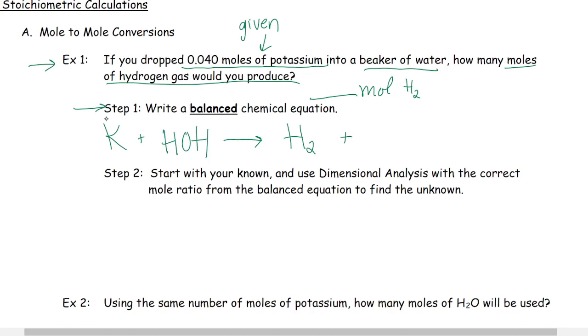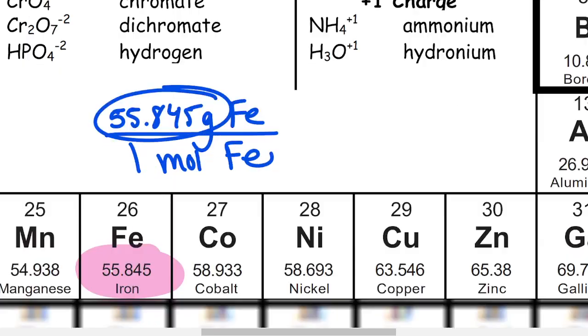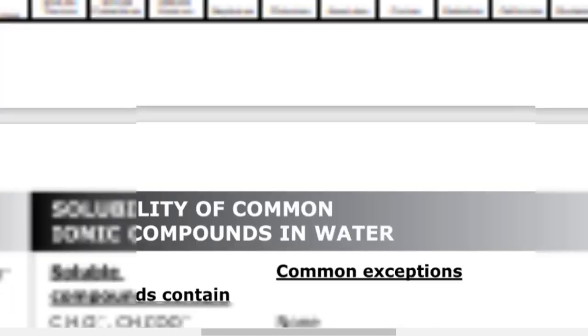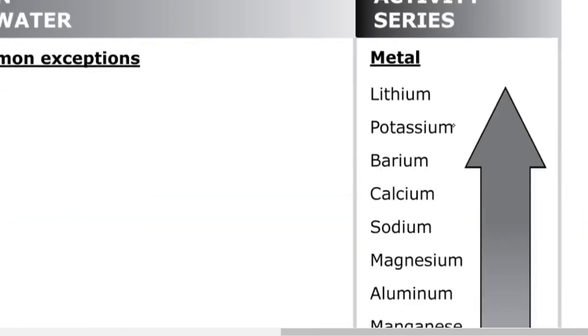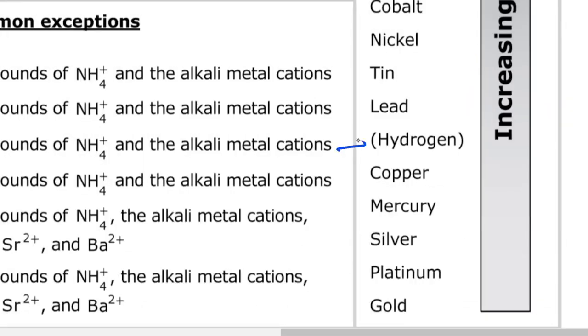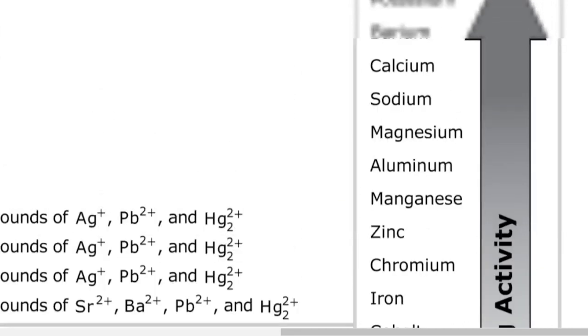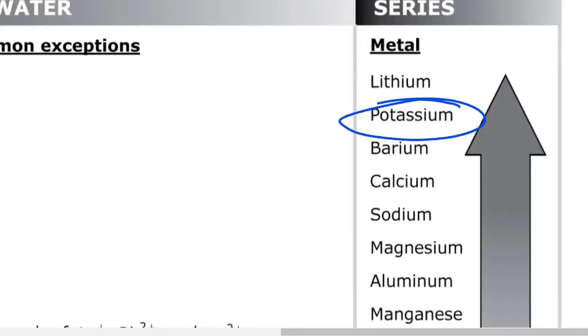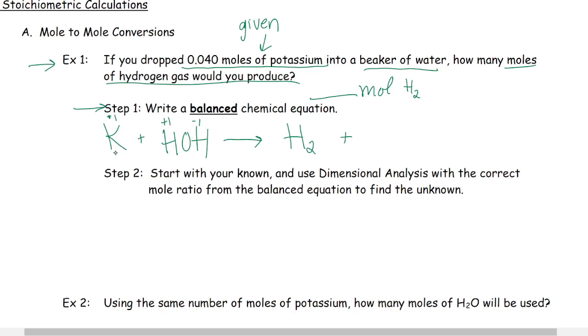And if you're looking at this, potassium has a plus one charge, hydrogen has a plus one charge, and hydroxide has a negative one charge. And then if you're looking at your periodic table on the activity series, potassium is way up here, so it is way, way more reactive than hydrogen, which means that in a single replacement reaction, potassium would be able to replace hydrogen. So potassium would come in and take hydrogen's place, kicking hydrogen out, which is what we have here.